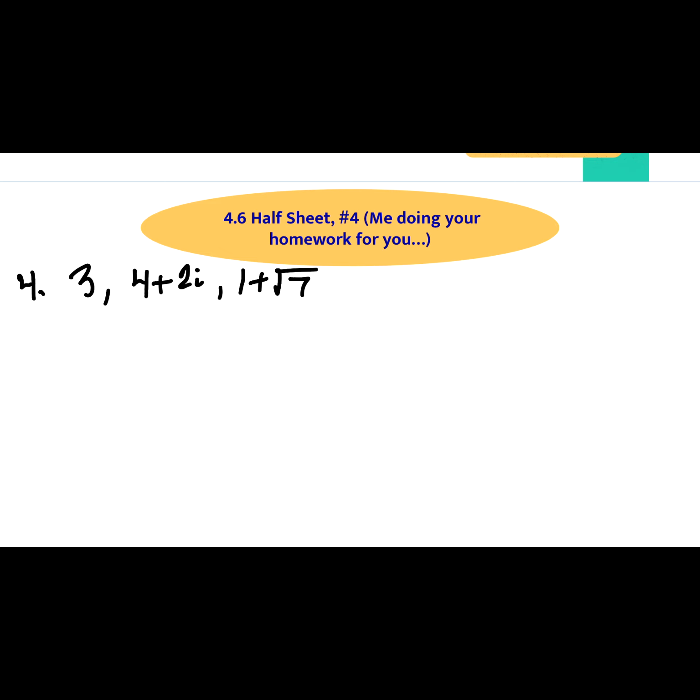Now, the half sheet says in the directions, write a polynomial function f of least degree that has rational coefficients and a leading coefficient of 1 and the given zeros. Pretty much all that means is they are telling us that these numbers are the solutions to some equation. We need to write the equation.